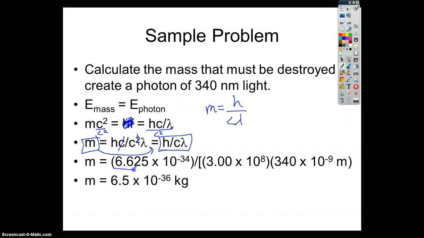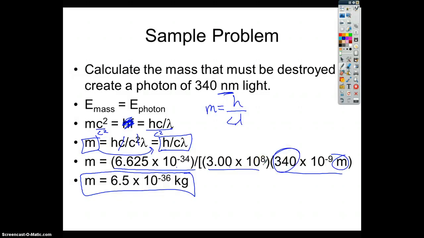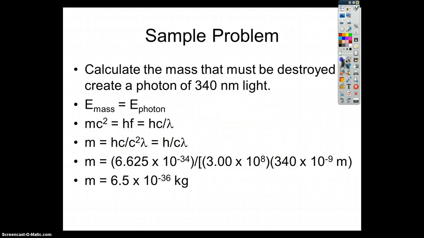At this point, we plug everything in: 6.625 or 6.63 times 10 to the negative 34th. We're going to divide that by the speed of light times the number of meters. Remember, we don't want nanometers. We need to use meters because of the constant and because the speed of light is in meters per second. And when you're done, you'll find out that it doesn't take very much mass to create that amount of light. But remember, you're destroying that mass, and when you destroy that mass, it does release enough energy that it produces a photon of light with a 340 nanometer wavelength.